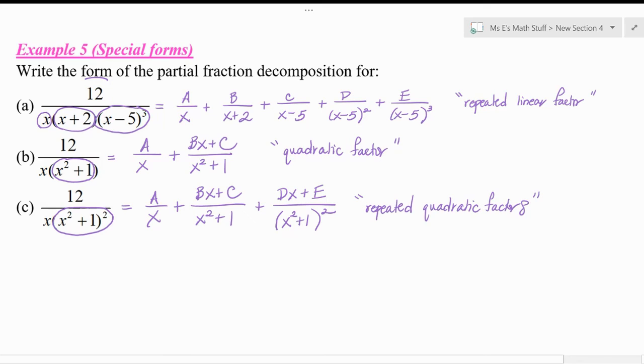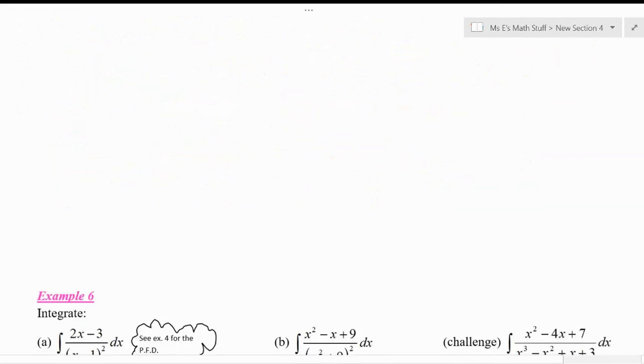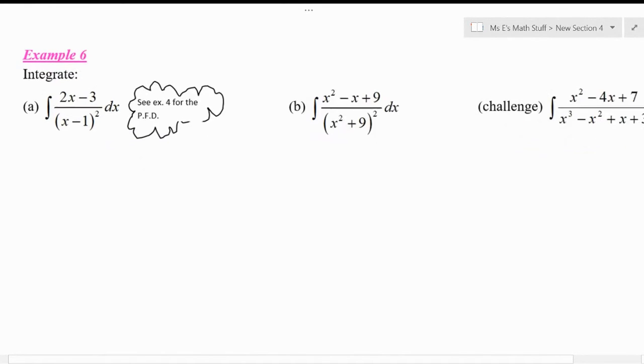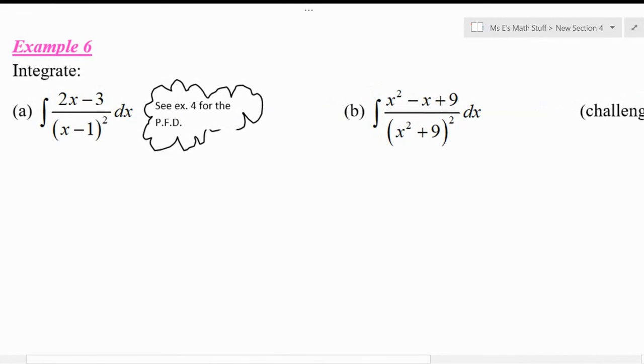Okay, so hopefully you feel like you know what to do with setting up the form, and then the rest is the same. All right, my friends. You can disregard this little note here because actually we never did do the partial fraction decomposition.